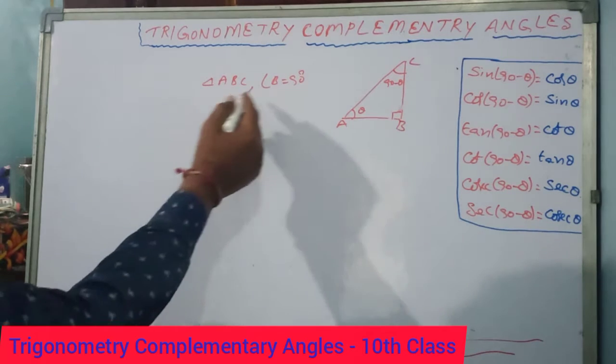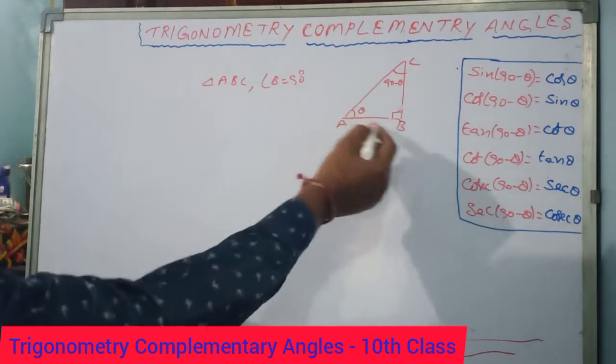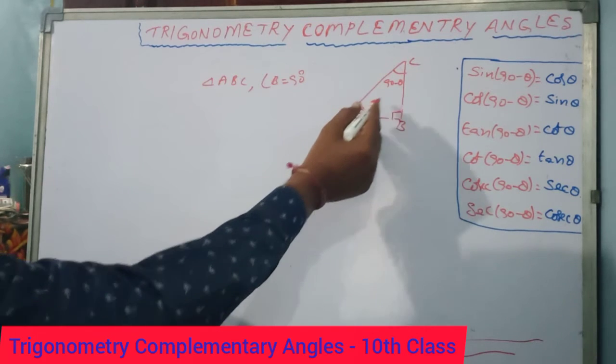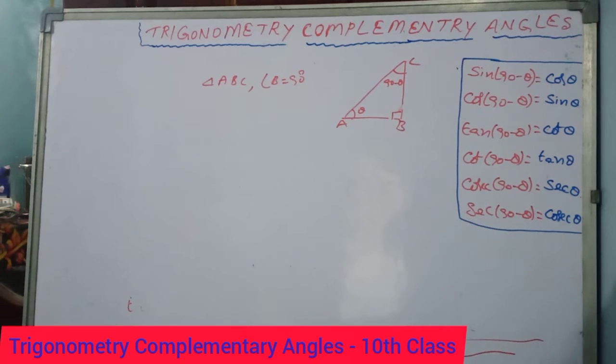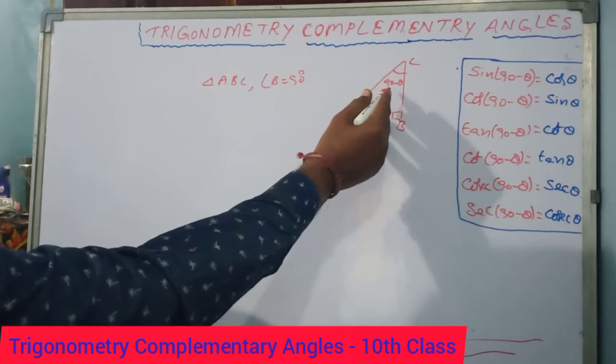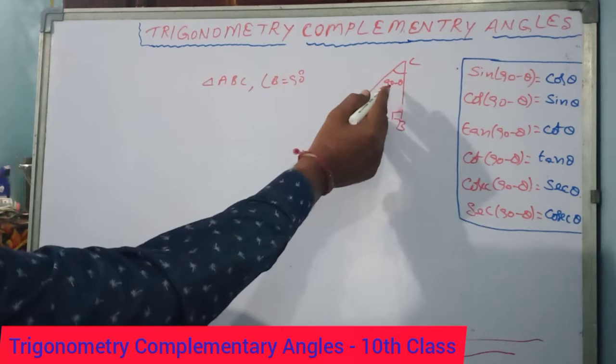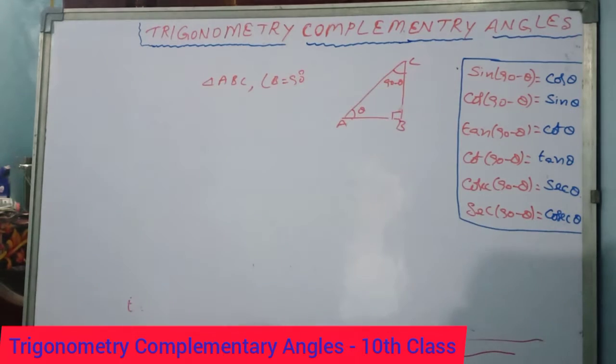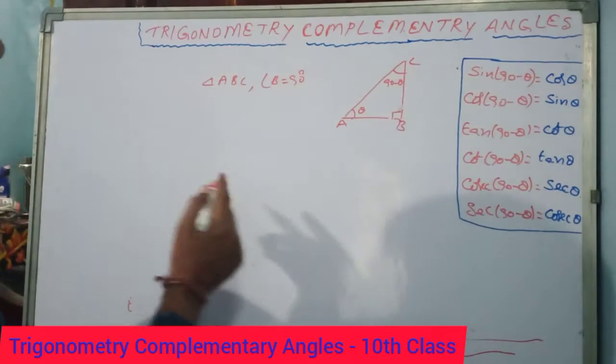So in triangle ABC, angle B is equal to 90 degrees, so it is a right triangle. Angle A equal to theta, then angle C equal to 90 minus theta. For example, angle A value 30, angle C is 90 minus 30, equal to 60 degrees.